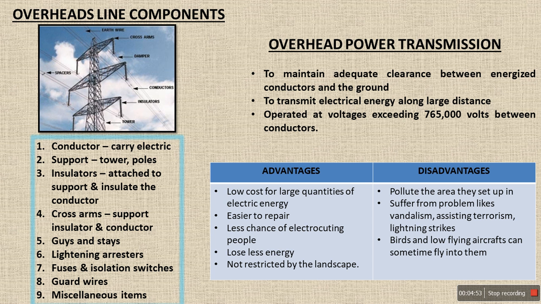There are nine components of overhead line, which are conductor, support, insulators, arms, guides and stays, lightning arresters, fuses and isolation switches, guard wires, and miscellaneous items. The advantages of the overhead power transmission are low cost for large quantities of electric energy, easier to repair, less chance of electrocuting people, lose less energy, and not restricted by the landscape.